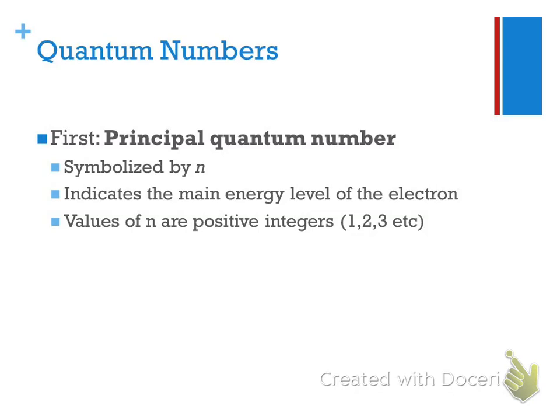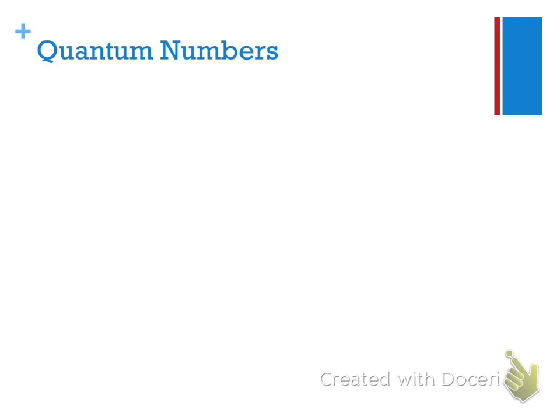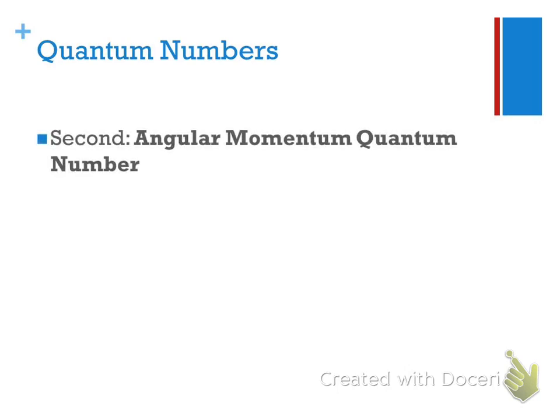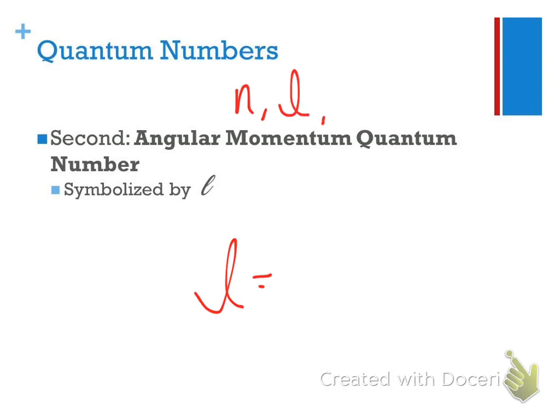Values of n can only be positive integers 1 through 7. All right, the second quantum number is called the angular momentum quantum number, which sounds a lot more intense than it really is. This one is symbolized by an L. I always write my L in cursive because if not, it looks like a 1. So L is our second part of our quantum number. It goes n, then L, then 2 other things we haven't talked about yet. L is our angular momentum quantum number.